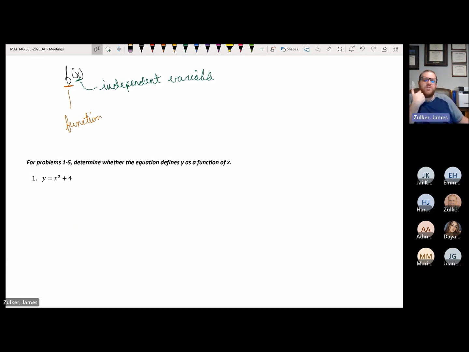In this case, we do. Each x corresponds to one y value. Yes. So if we do 1, it's going to be 1 squared plus 4, that's always 5. It's one value. It doesn't matter that -1 is also 5. That's fine.